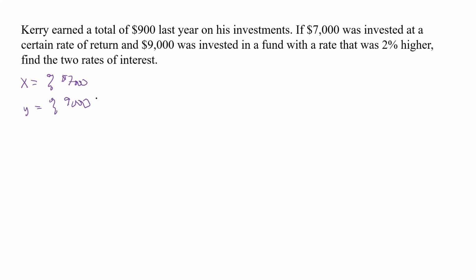All right. And so what do we know about this? Well, we know that the second rate was 2% higher. So y is equal to x plus, now remember, we have to convert that to decimal form, 0.02. And so that would be our percent there. Now we need our other equation. It's going to be 7,000 times x plus 9,000 times y, and that's going to give us 900. So we'll have 7,000x plus 9,000y equals 900.